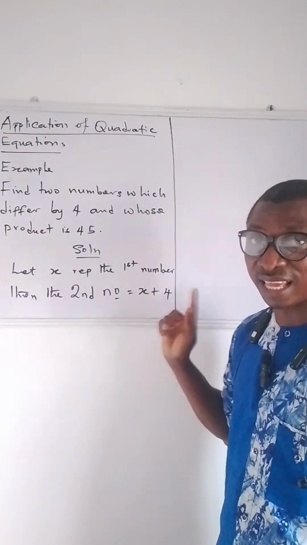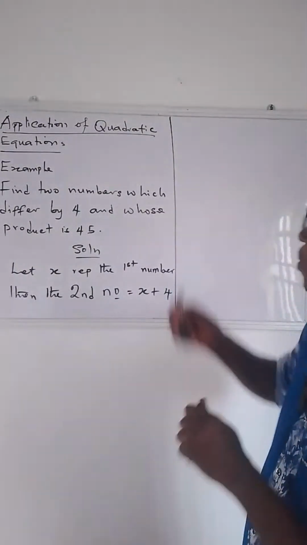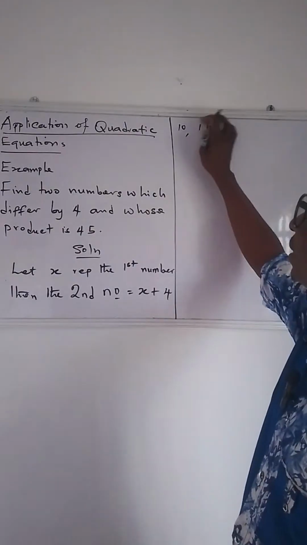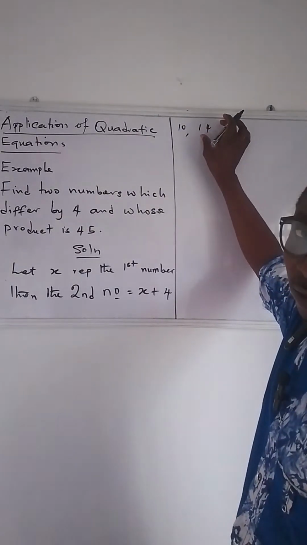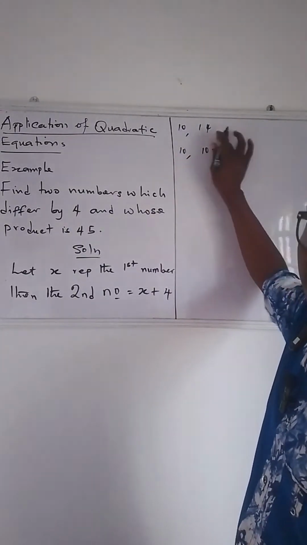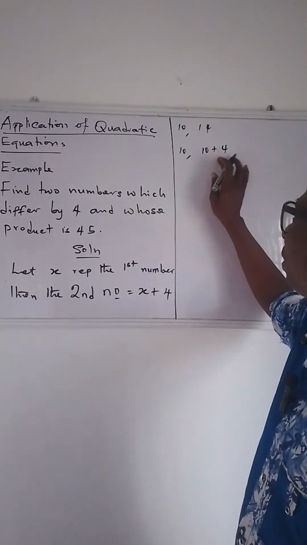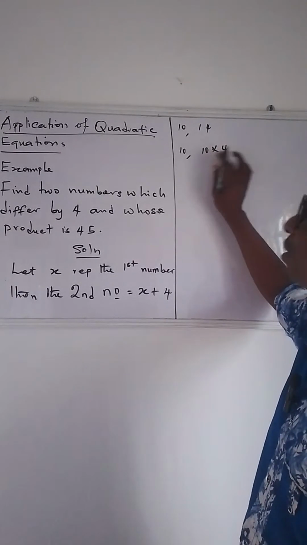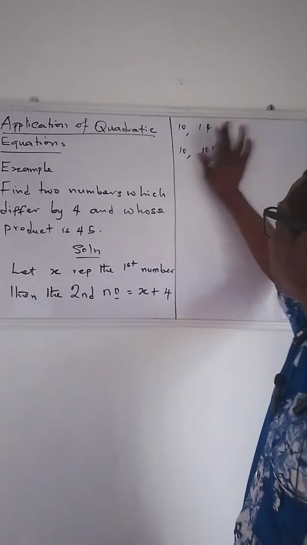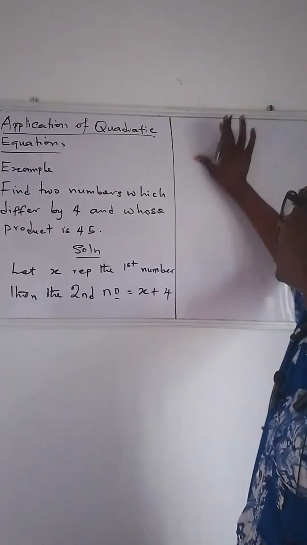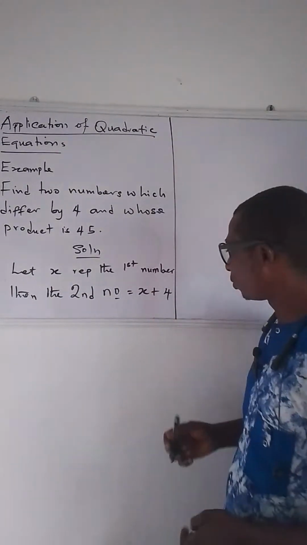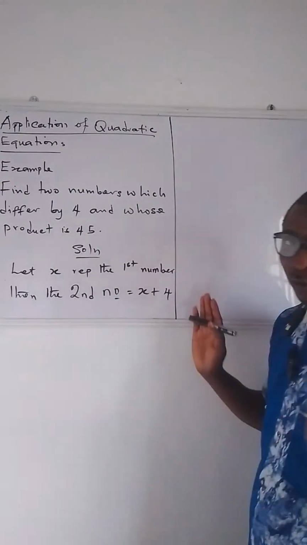Many students will want to write x times 4. Now, with the two numbers 10 and 14 that I just cited, how did I get this 14? I only added 4 to 10. That's how I arrive at this 14. So it will be wrong for me to say 10 times 4, which is 40, because then the difference cannot be 4 again. Hope you get that. So two numbers differ by 4. If the first number is x, it means the second number is going to be x plus 4. Do you get that now?